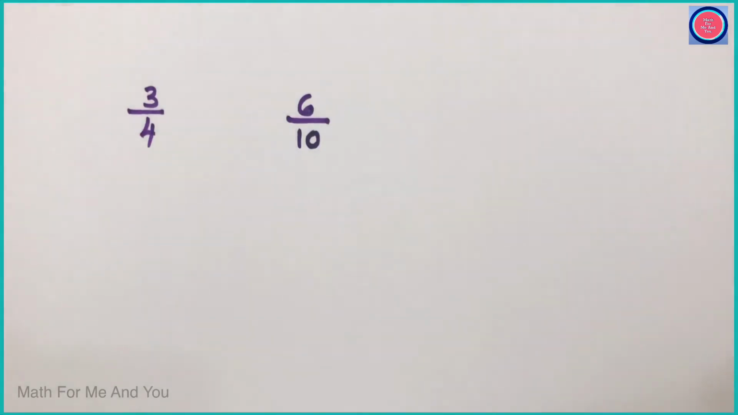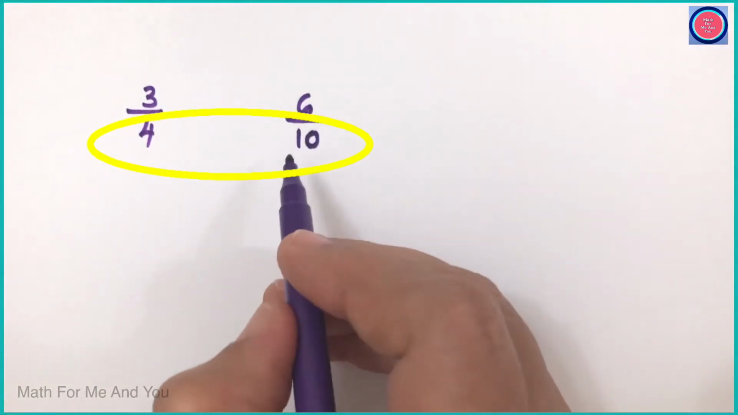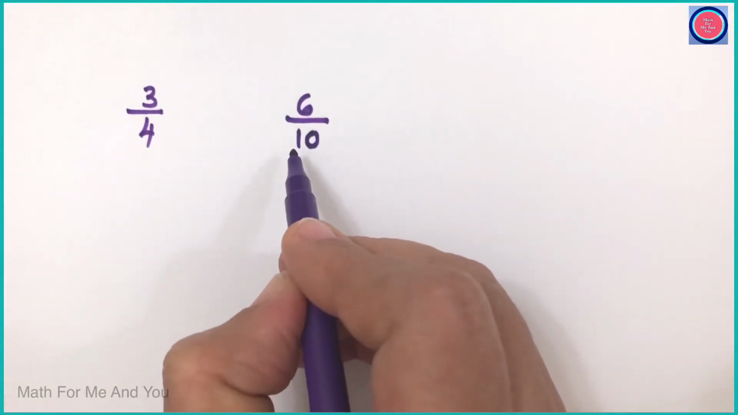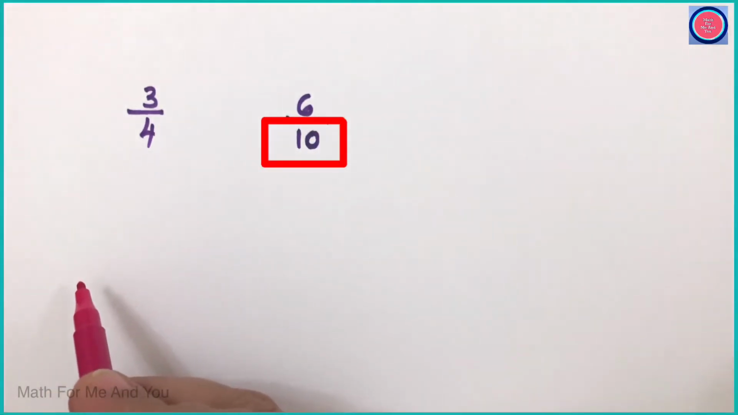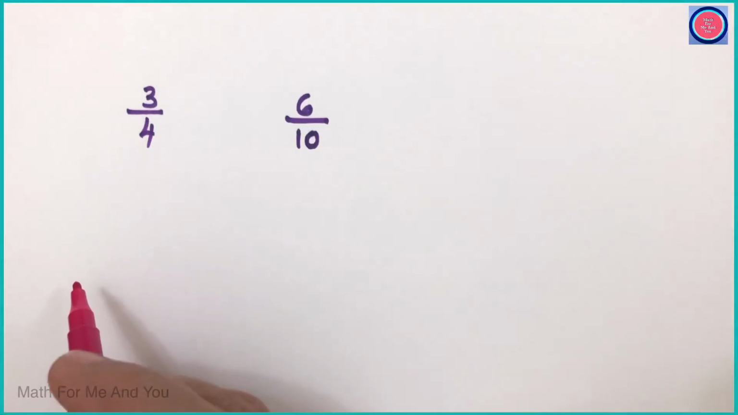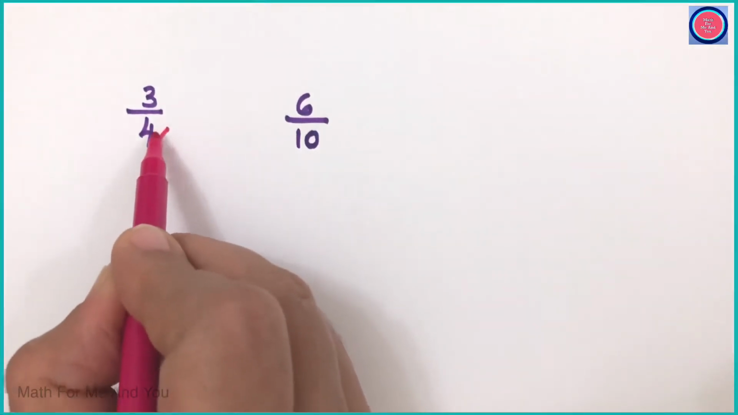See the next question. 3 over 4 and 6 over 10. Different denominators, 4 and 10. And we are going to multiply both the fractions' denominators. For the first denominator, we multiply with what? Multiply with 10. And if we multiply the denominator with 10, we have to multiply the numerator also with 10. So the first fraction, numerator and denominator multiply with 10.